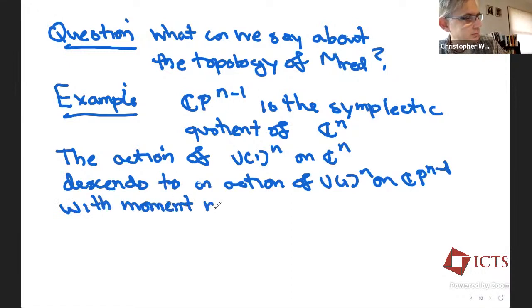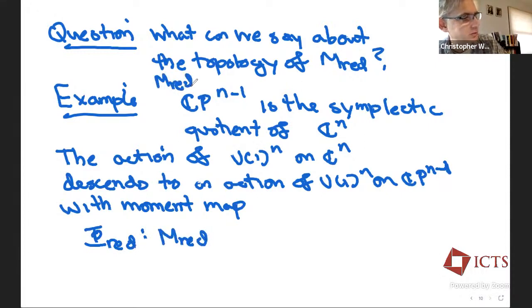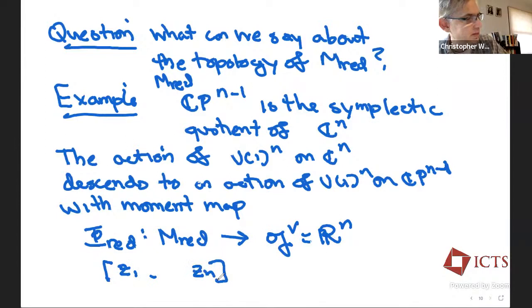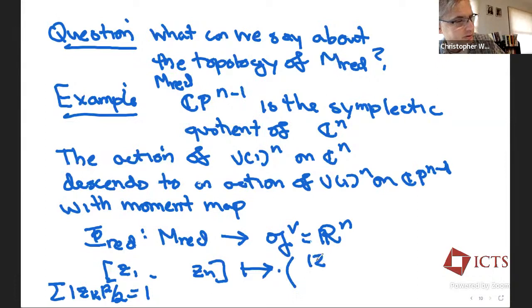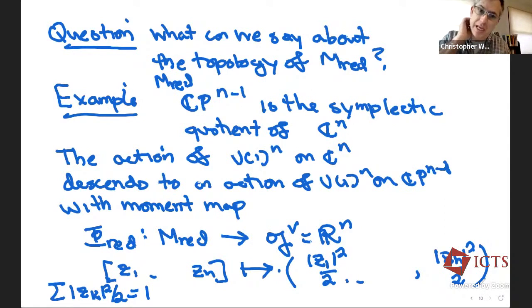And the moment map phi, now it's a moment map on the reduced space, to G dual, which in this case is just R to the n. So now I have a point in complex projective n minus 1 space, and I've normalized things so that the sum of the zk squared divided by 2 is 1. And so now the h reds are the z1 squared over 2 up to the zn squared over 2, because that's what the moment map for the action upstairs was.